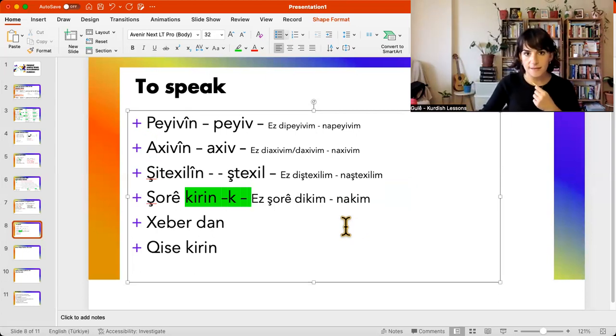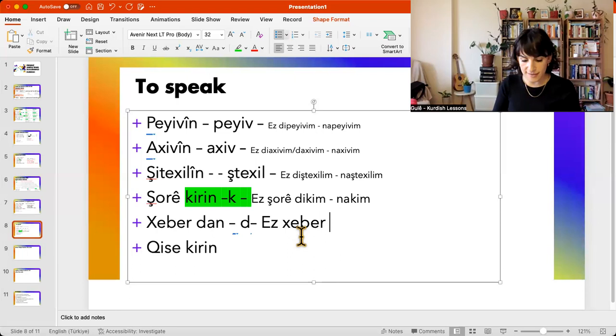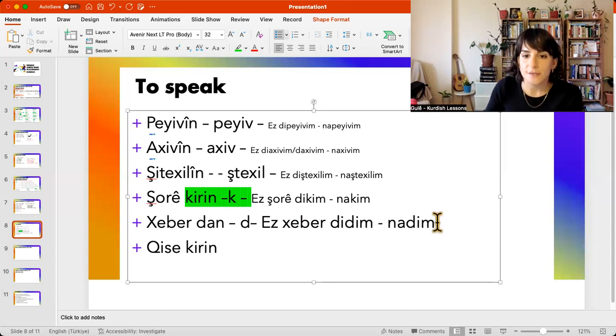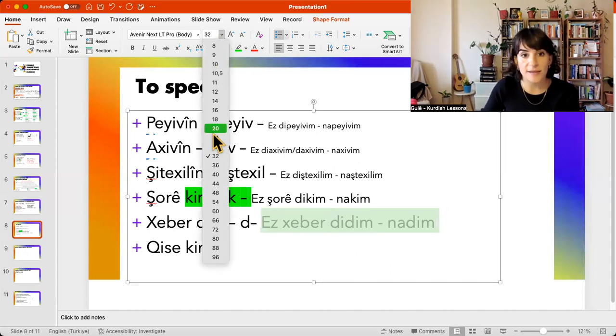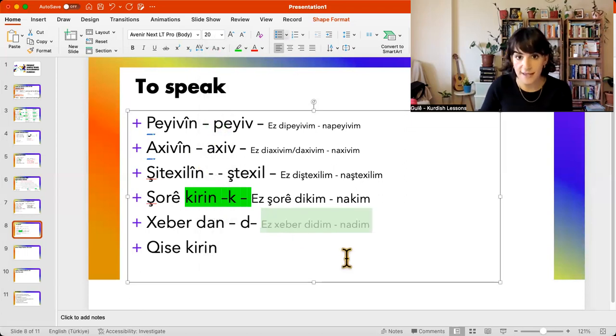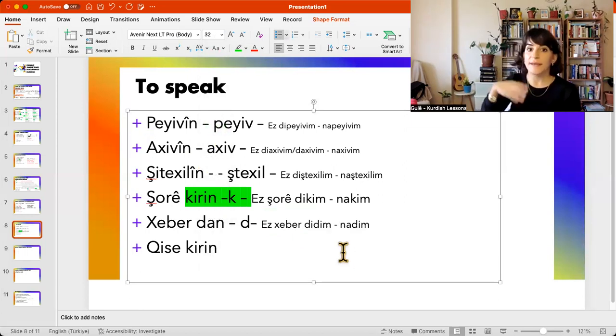Khabardan is again to speak, and it's like shorekirin, it's khabardan. And dan literally means to give, and the stem is only "de." So you will say "as khabar dedim," or "as khabar nadim." "Tu khabar dedi, tu khabar nadi." O khabar dede, o khabar nade. Am khabar dedin, am khabar nadin.